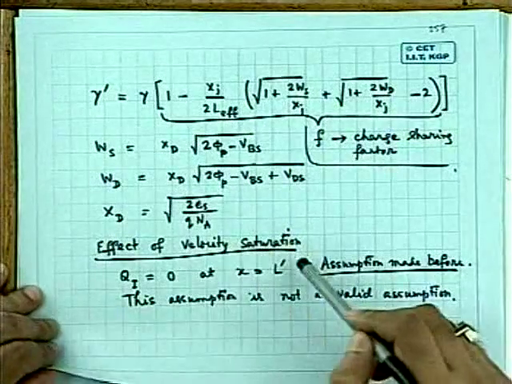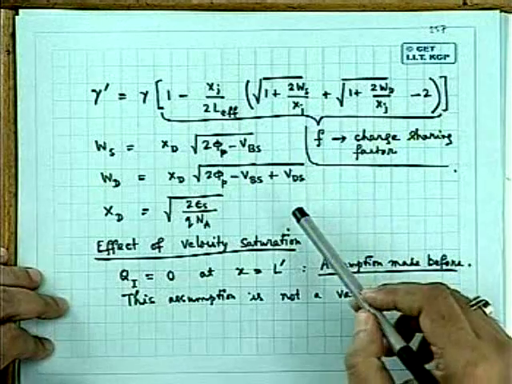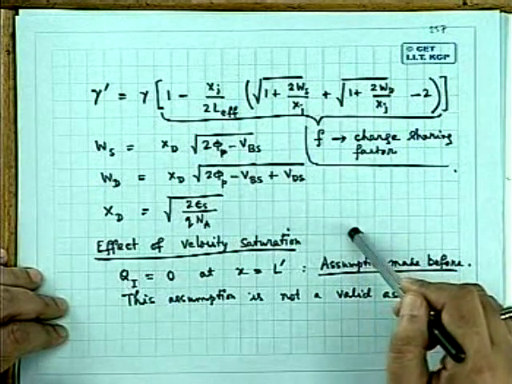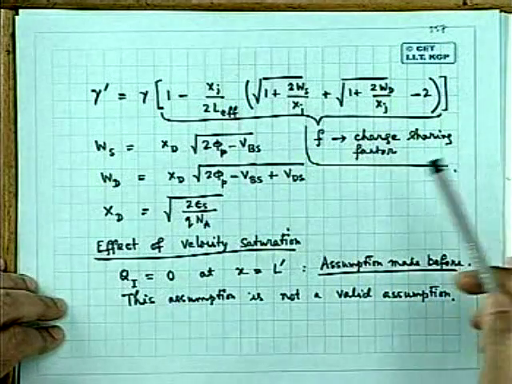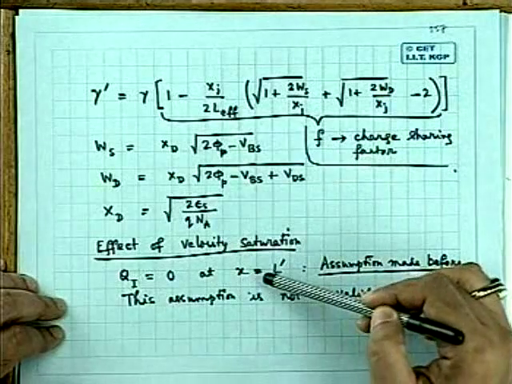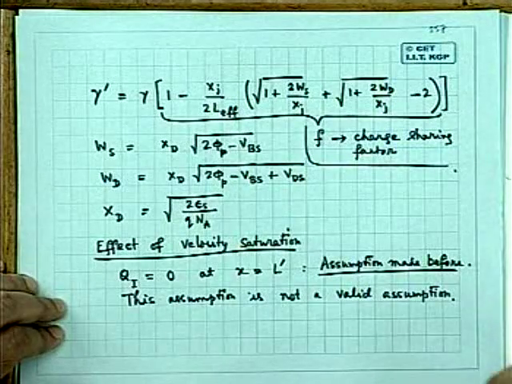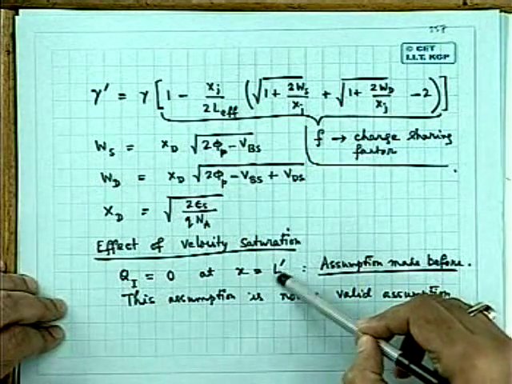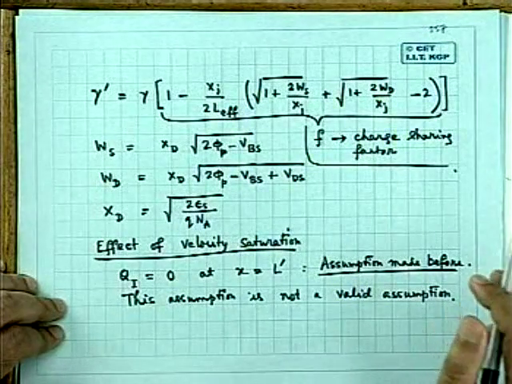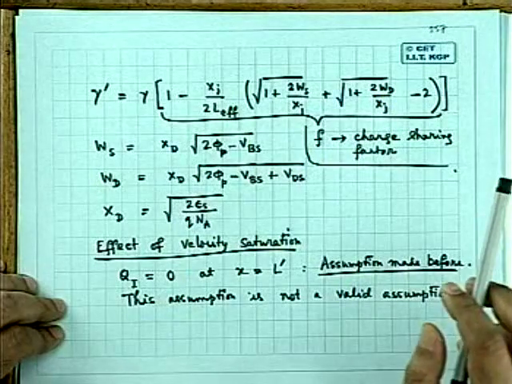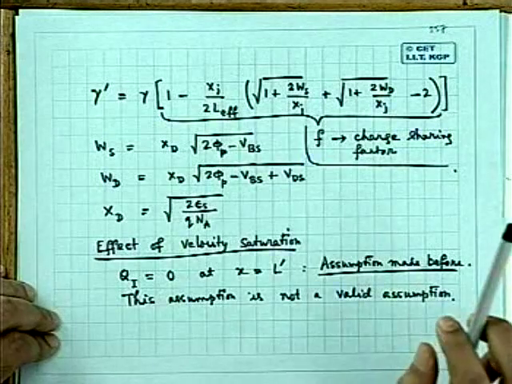Then we considered the effect of velocity saturation, and this is a very important thing. We said that in the level 2 model, which considers the drain induced depletion, we assume that Qi is equal to 0 at x equal to L dash, the pinch off point, very close to L effective, very close to the drain. At x equal to L dash, we assume Qi is equal to 0 at the onset of saturation. But this cannot be a very valid assumption. There is a flaw in this assumption. For analytical simplicity, we made such an assumption.